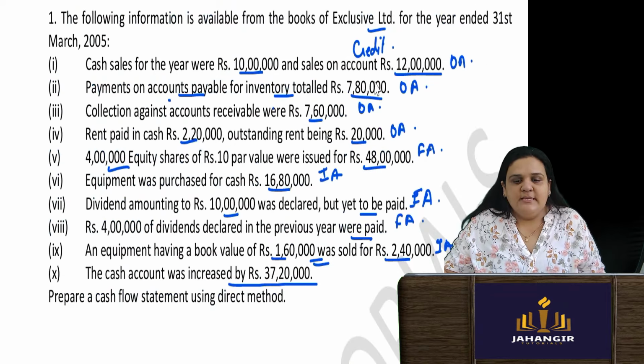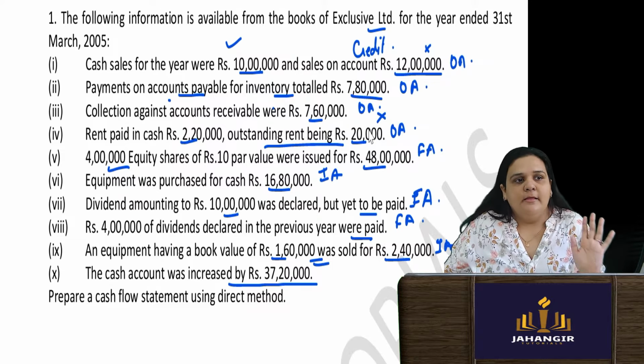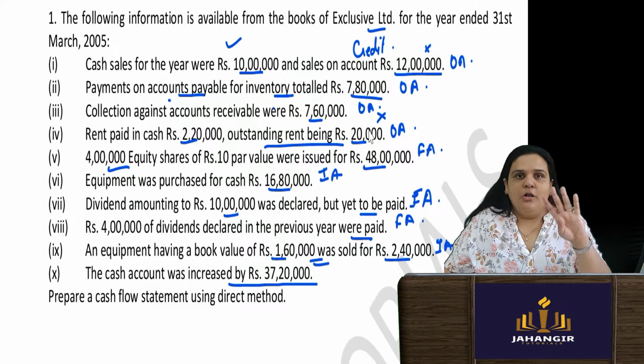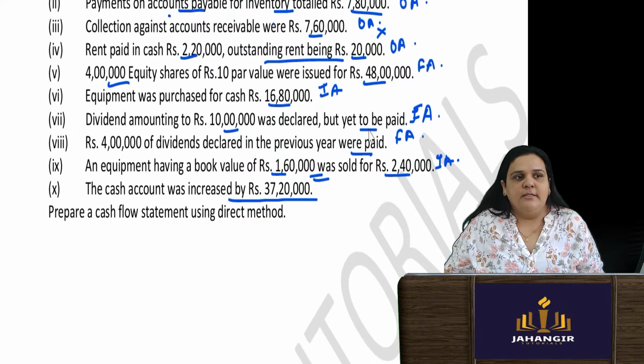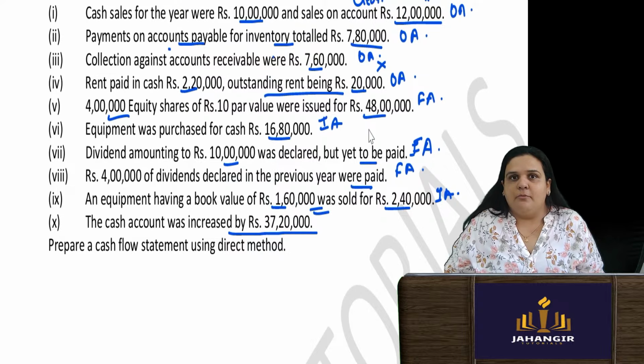So if you will see, I did nothing about my credit sales. Nothing. I just took my cash sales. I did nothing about my outstanding rent. I just took the rent paid in cash. Simple. All the 4 operating activities are over. There is no operating activity in the sum now.